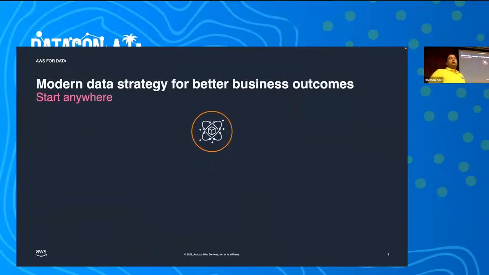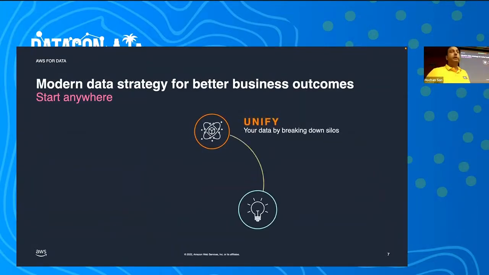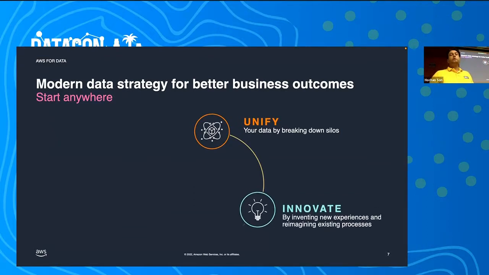So where do you start? How do you become a modern data organization that's implementing a modern data strategy? You can pretty much start anywhere. There are 3 pillars. Modernize, unify.